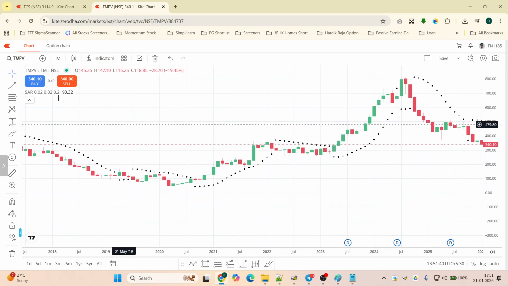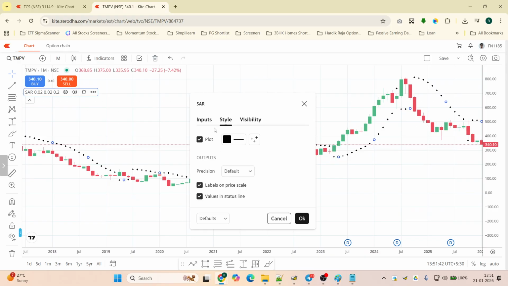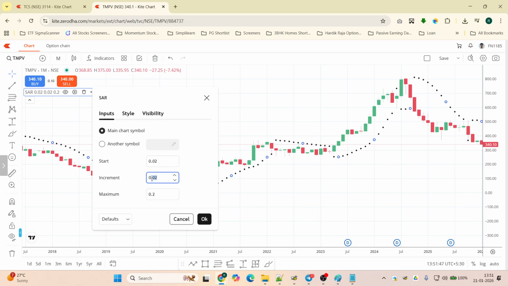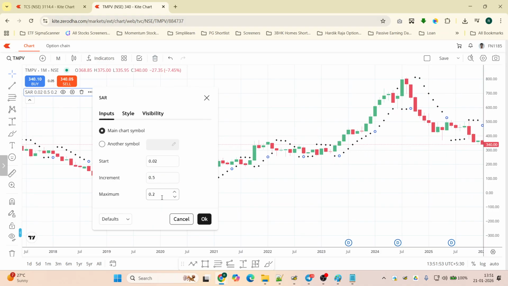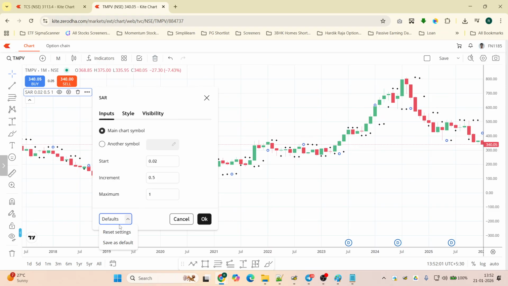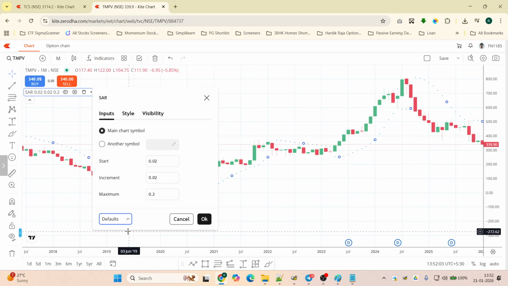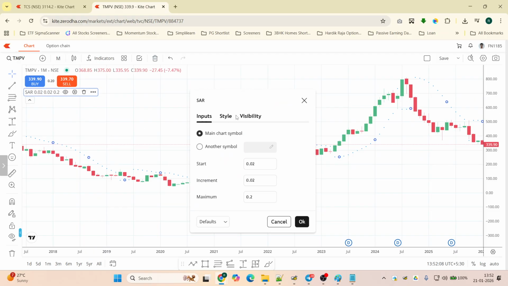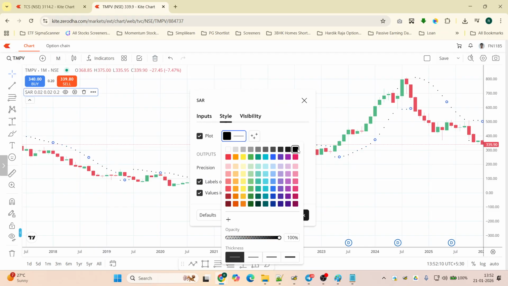Guys, and I'll just tell you an example. If you change the inputs, I'd advise not to, but if you change the input to, say, 0.5, and the maximum, if you put 1, right, guys? So you can play around with the settings, but I would advise you not to. Okay, guys, so I'll go ahead with black.